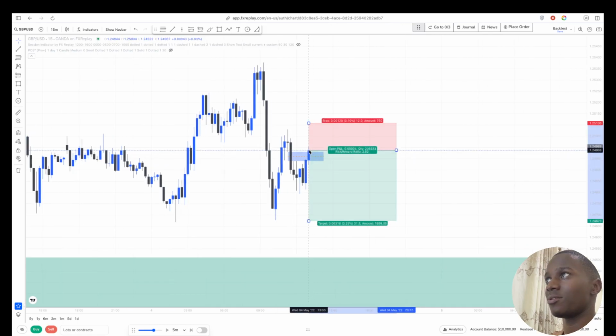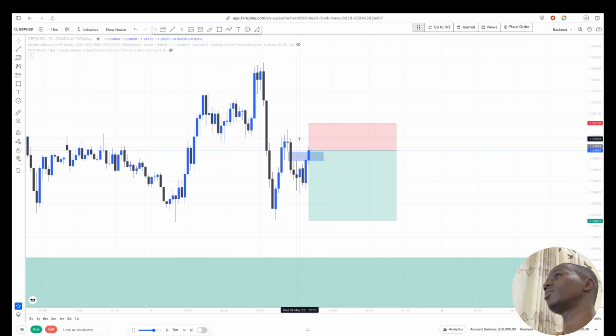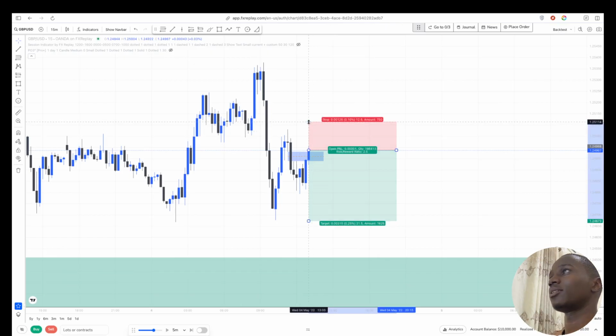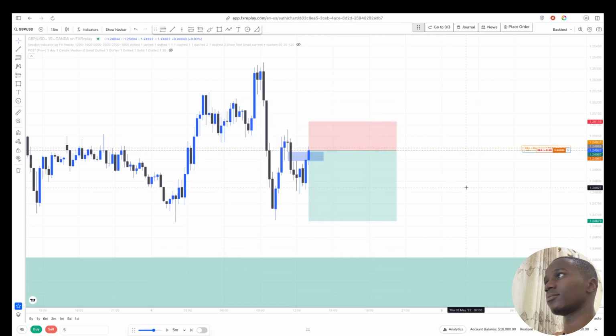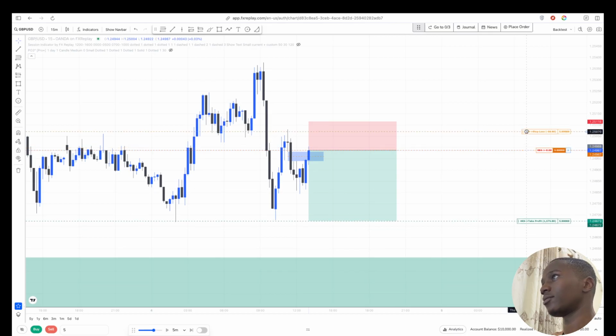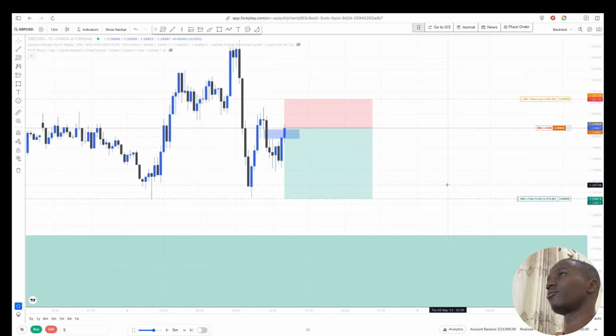And then, since we're in the PM session, we can't expect much volatility, but let's see how the market plays it out. Our entry will be, let's sell 5 lots. All right, take profit will be something here, and the stop loss will be right here. The risk is $645. So let's play it and see.